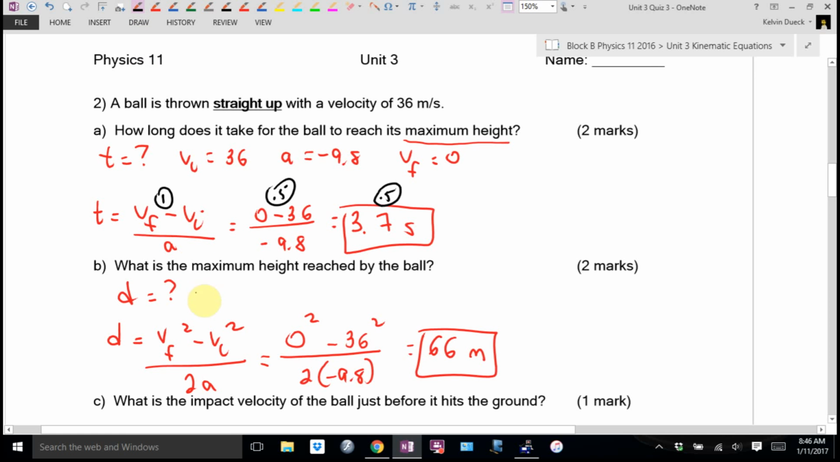Okay. 1 mark, half mark, half mark. If you use D equals VIT plus a half AT squared, by the way, I guess you could also have used D equals 0.5 bracket VI plus VF times T, and you'd also get the same answer. Yeah? I used my time value, and I used 3.7 instead of the actual answer. I got 66.119. So you've introduced error. Again, I would never use a rounded off value to find another value if I can avoid it. So I'm going to give you 1.5 out of 2.